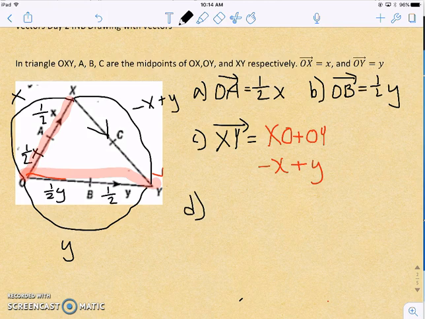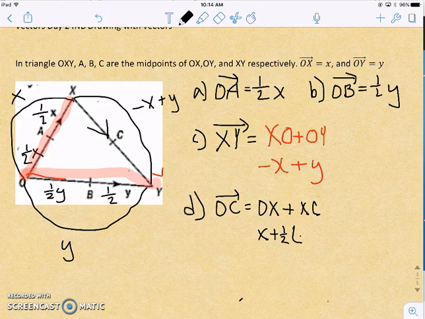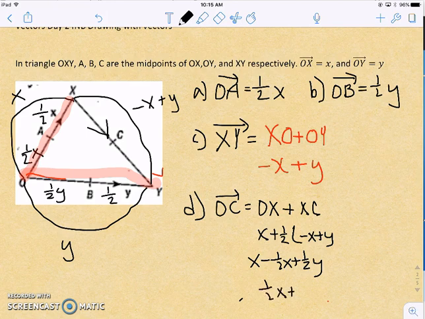So now let's take a look at how do we get from O to C. We want to go from O to C. So we'd have to go O to X plus X to C. So O to X, we know that that is X, plus half that distance, so half of negative X plus Y. So this would be X minus half X plus half Y. So we'd have half X plus half Y.